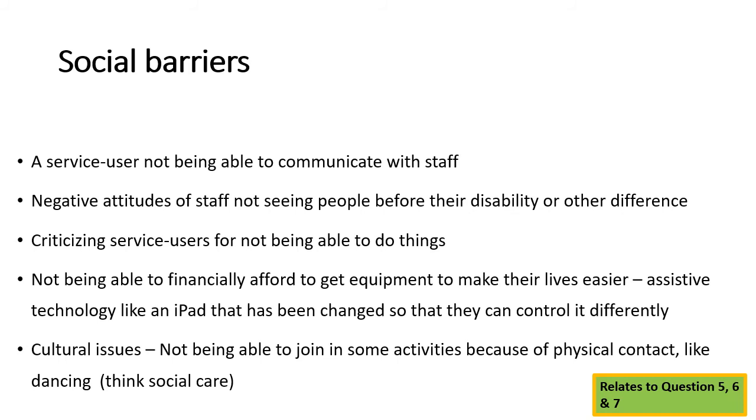So a service user not being able to communicate with staff, so that is a barrier. Negative attitudes of staff not seeing people before their disability or their other differences. Criticising service users for not being able to do things. Not being able to financially afford to get equipment to make their lives easier. So for example, an assistive iPad that has been changed so they can control it differently.